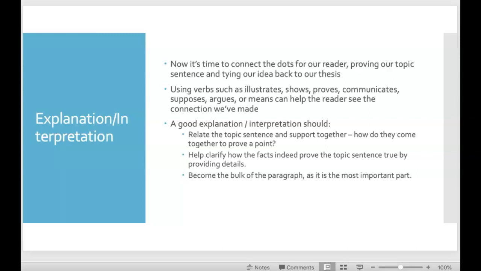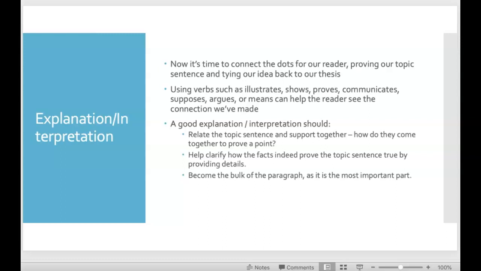When we're writing our explanations, we want to use strong verbs, such as illustrates, shows, proves, communicates, supposes, argues, or means, which can help the reader see the connections we've made. So you want to use verbs that adequately showcase what it is that you are trying to communicate.